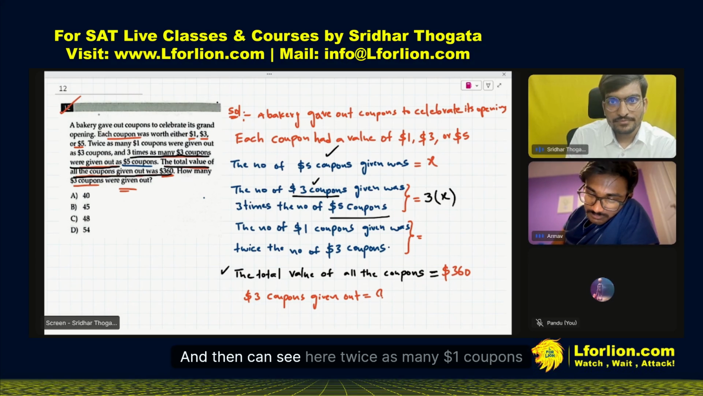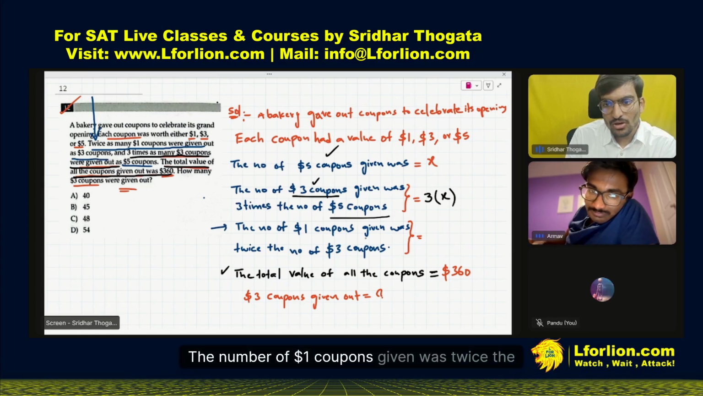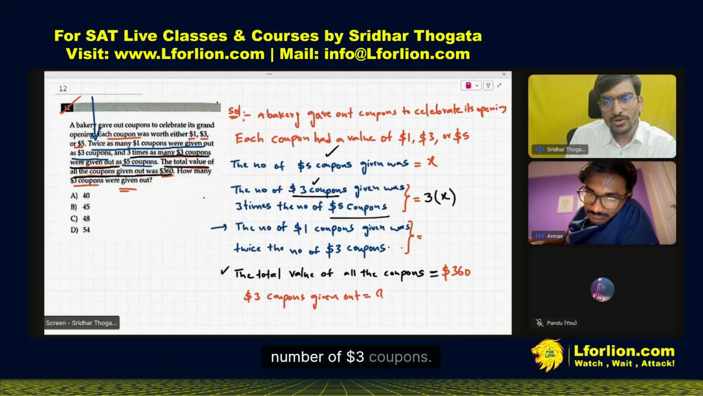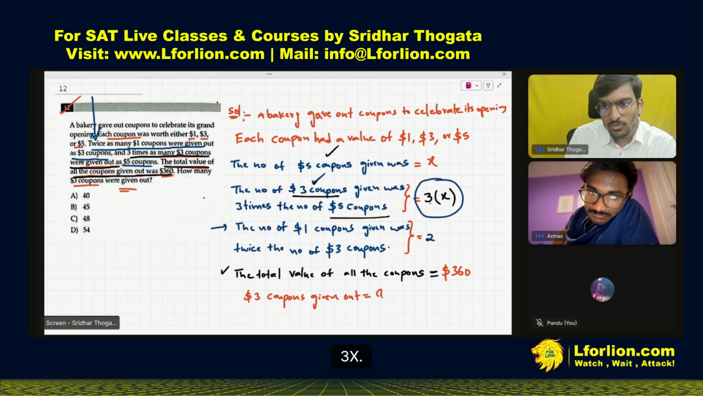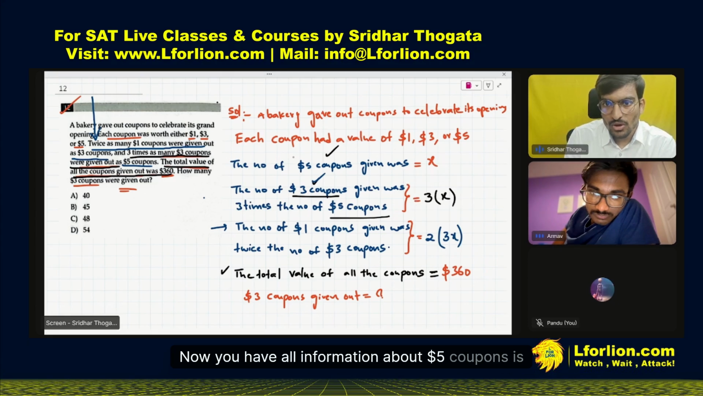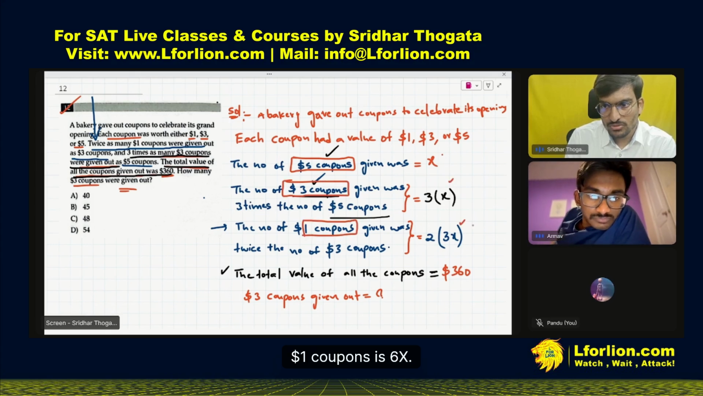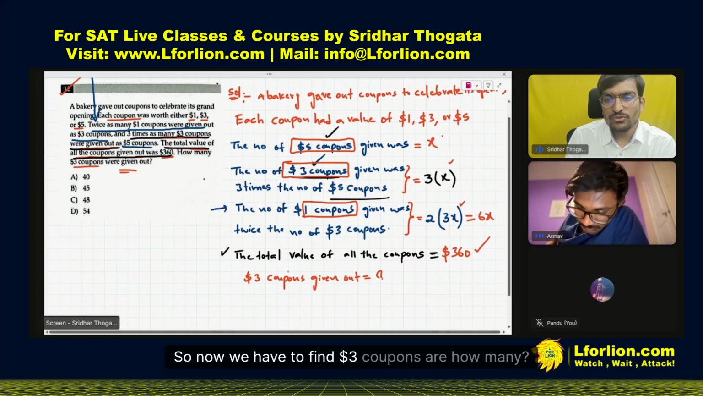And then you can see here twice as many $1 coupons were given out as $3 coupons. I wrote it here. The number of $1 coupons given was twice the number of $3 coupons. So twice the $3 coupons. How many $3 coupons? 3x. I'm just writing here 3x. Now you have all the information: $5 coupons is x, $3 coupons is 3x, $1 coupons is 6x. Altogether $360.